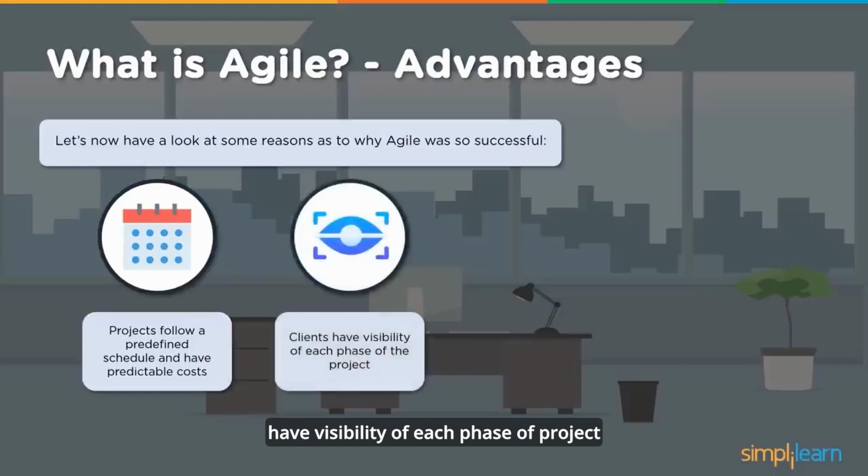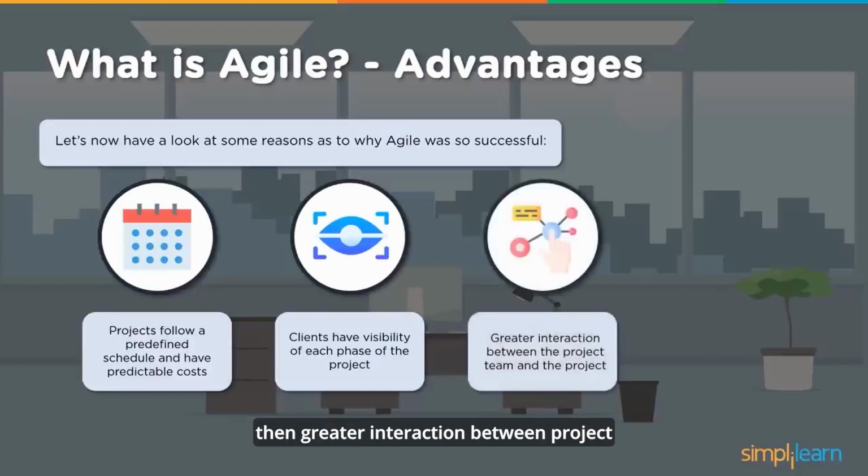Clients have visibility of each phase of the project. It is very essential that whoever adopts the Agile methodology ensures the active involvement of the customer. Customers are actively involved in the sense that they know what is happening and what they are getting. They acknowledge it by giving feedback every now and then, so that there is no surprise to them at the end, which used to happen with waterfall approaches.